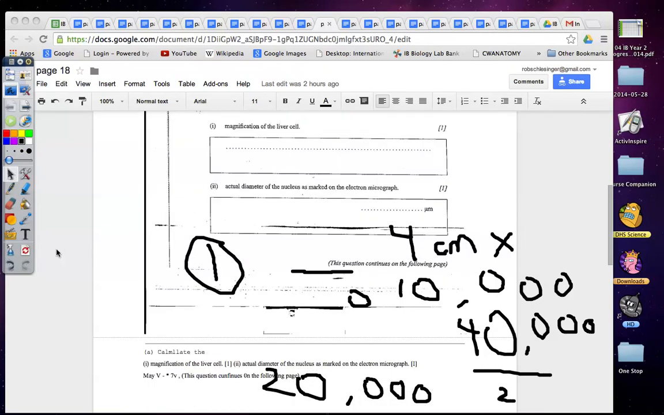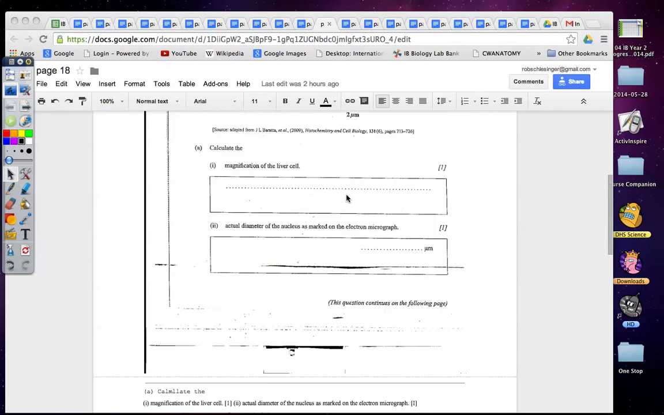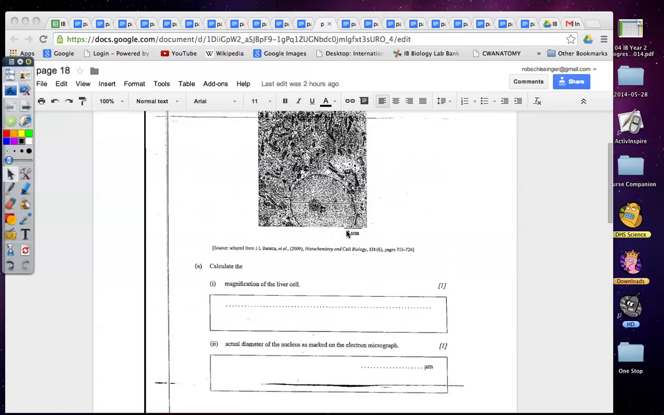Scrolling down, the second question asks for the actual diameter of the nucleus as marked on the electron micrograph. This one's a little easier. You essentially just have to figure out how many of these can fit across this line. And it's essentially about 4. So 4 times 2 is 8 microns. 8 microns. Fairly straightforward stuff.